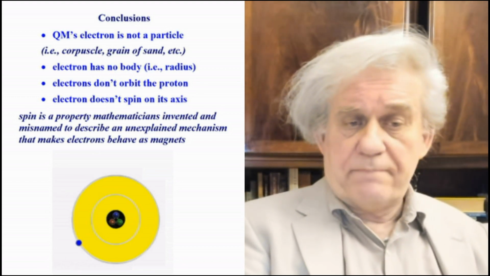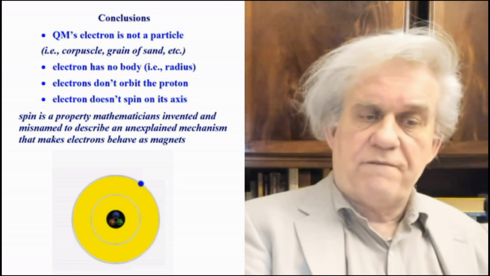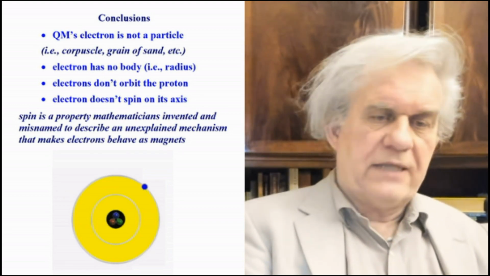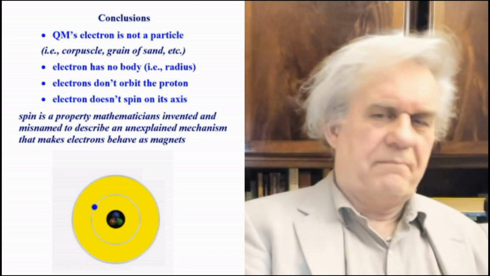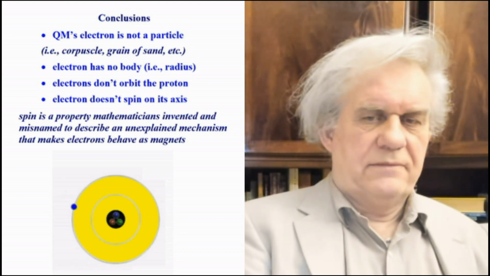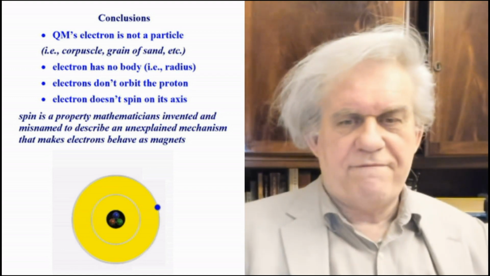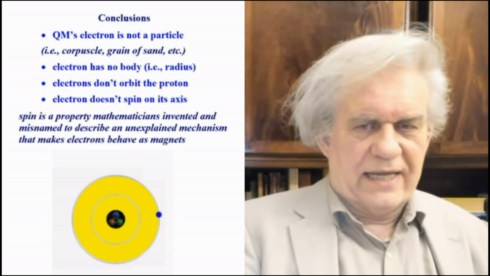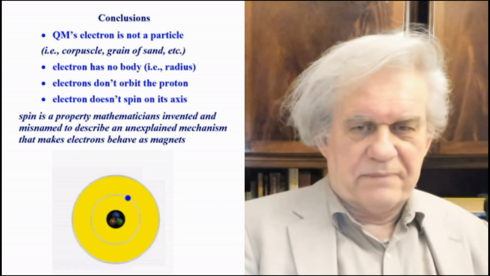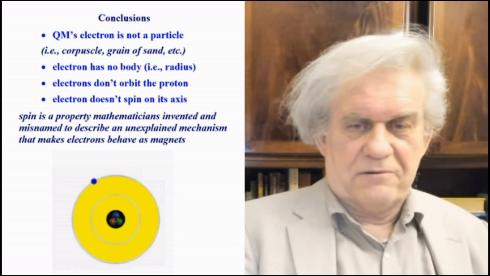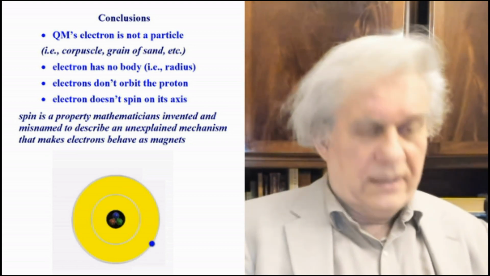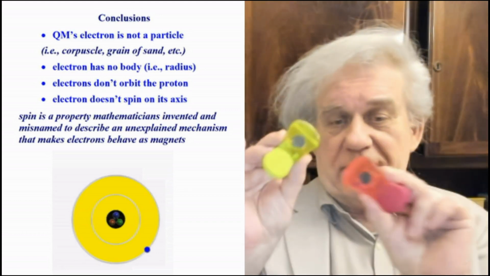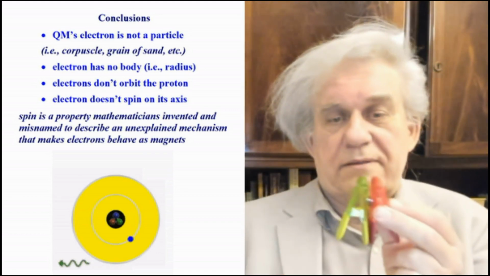Spin is a property the mathematicians invented and misnamed to describe an unexplained mechanism that makes electrons behave as magnets. It's just something they invented to talk about the magnetic properties of an electron. And they don't know what a magnet is, because to this day, no one can tell you in quantum mechanics how a magnet attracts another. They cannot explain, forget about the quantum world, they cannot explain this. Here we have two magnets, and they cannot explain that. Something as simple as that.